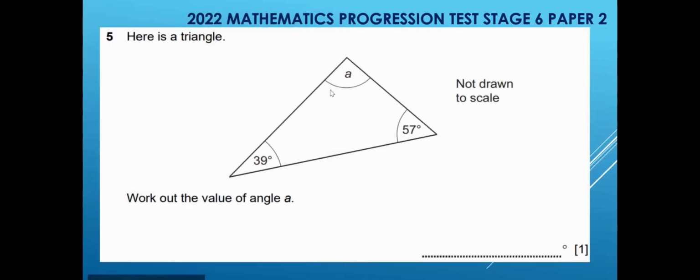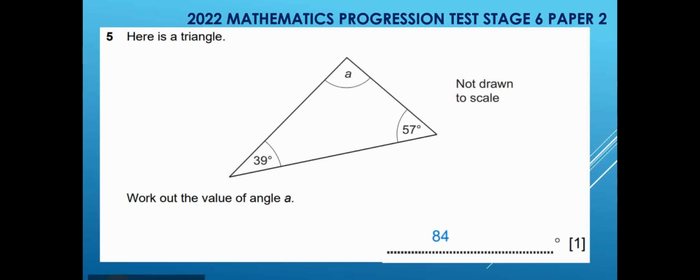Here's a triangle. Work out the value of angle A. 10 seconds. 10, 9, 8, 7, 6, 5, 4, 3, 2, 1. Have you got your answer? If you have not, you may pause this video.